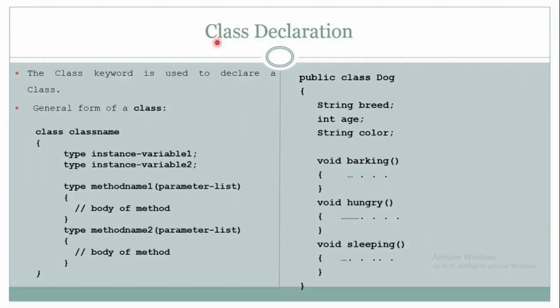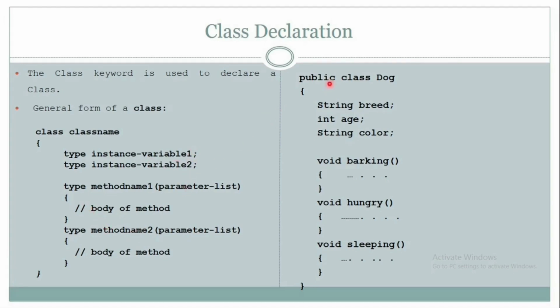Let's see how we can declare a class. A class can be declared using the keyword class and then the class name. Within that we can have some variables. These variables, inside the class but outside the method, are called instance variables. Then I can have some methods. I can even have a main function, since main is also a method that can be defined inside the class.